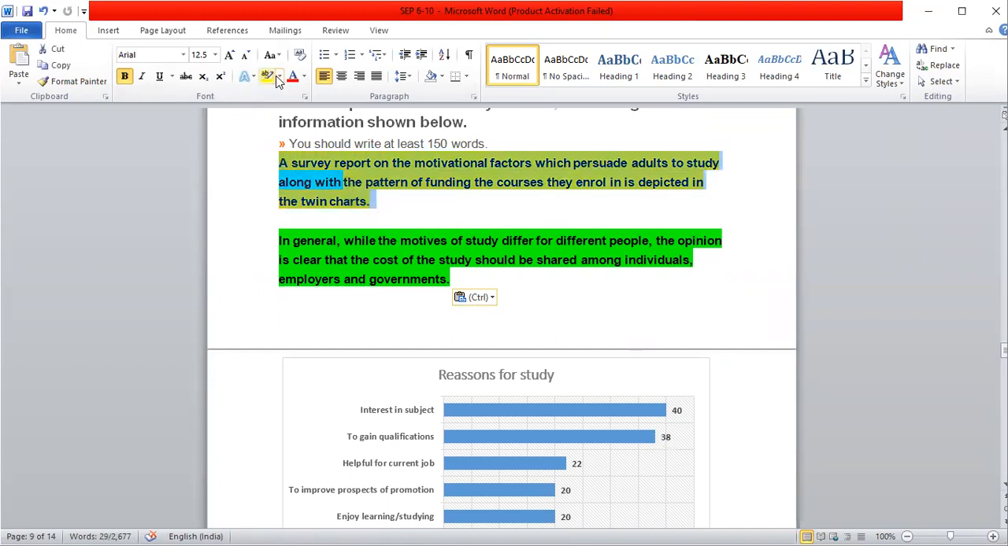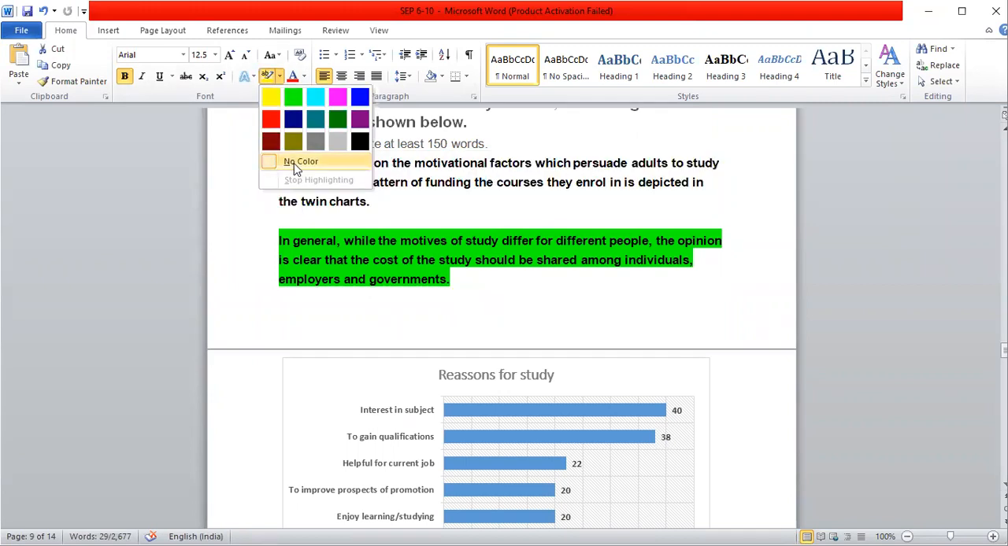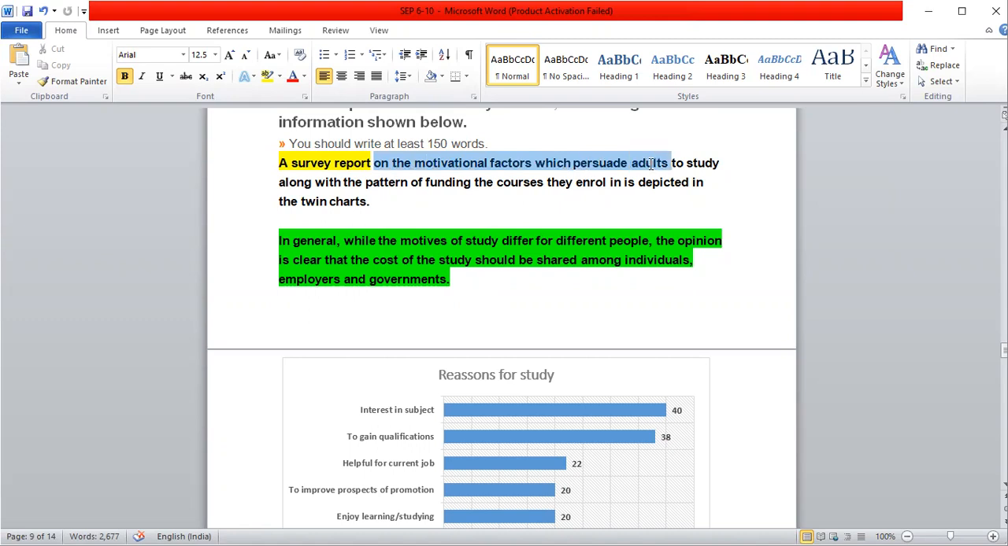First of all, number one, the thing is a survey report. The second thing is the components of the report. Number one, the motivational factors which persuade adults to study. Number two, the pattern of funding the courses they enroll in.